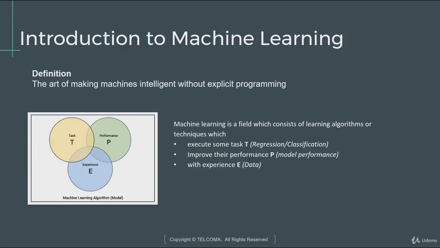So let's get started. So what is machine learning? Now we have already come across these terms a couple of times, and we did take a shot at defining machine learning formally in module 1. Let's take a deeper look at it. Now we are already familiar with this definition. So when we define machine learning, we define it as the art of making machines intelligent without explicit programming.